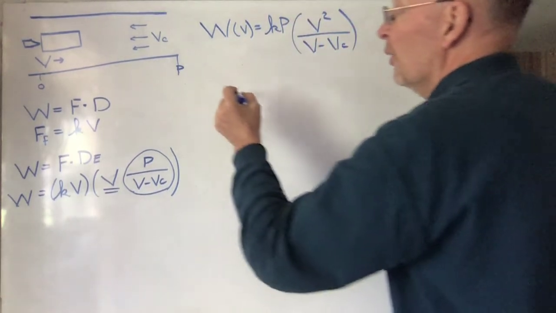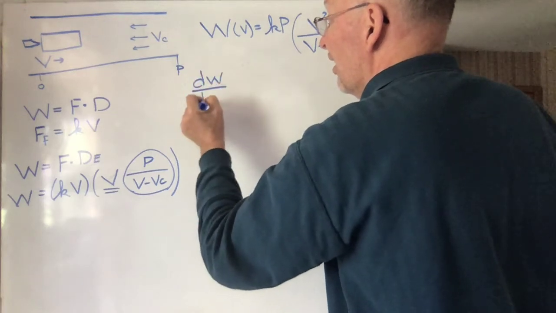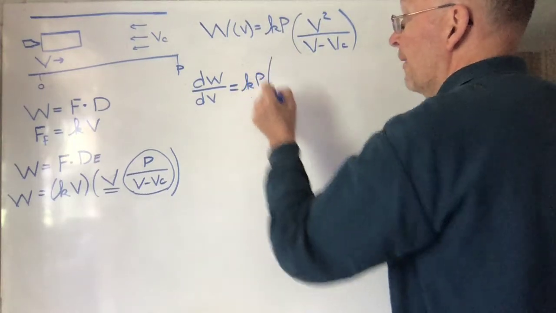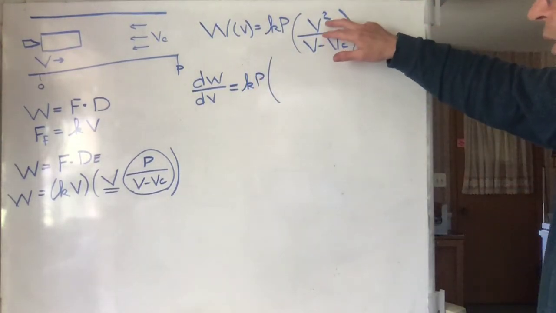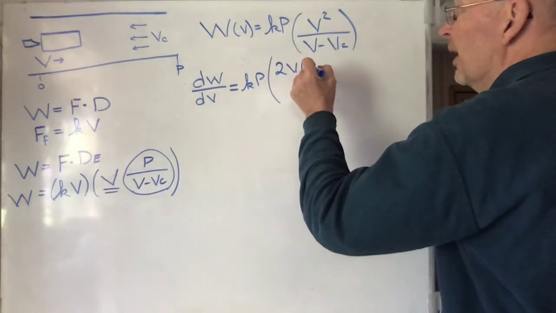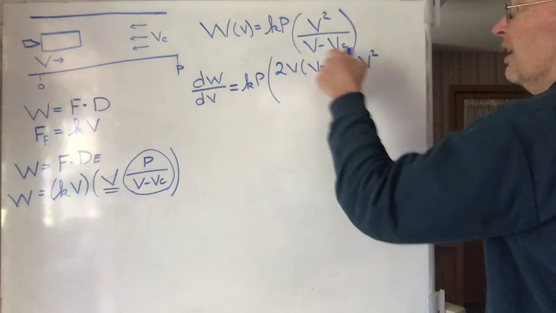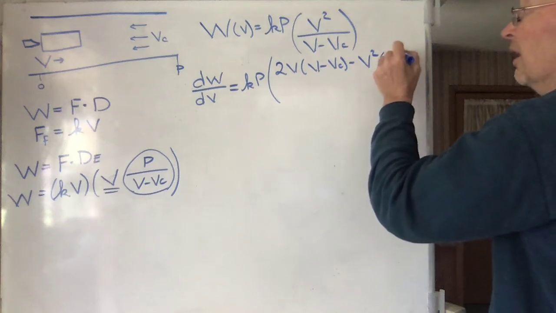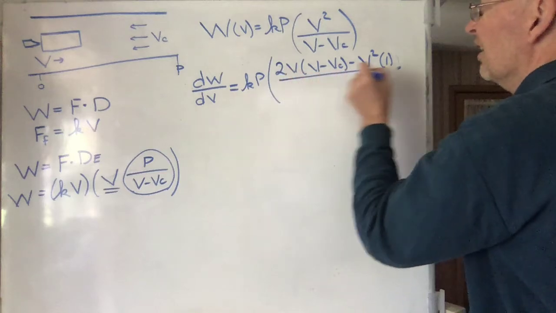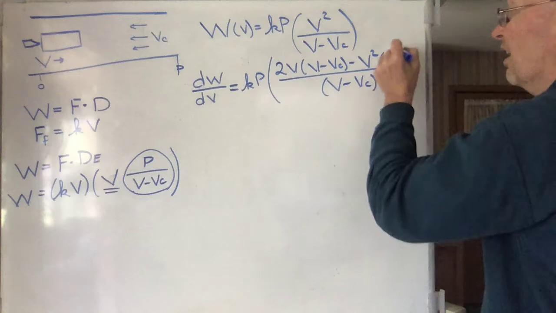And so let's go ahead and take the derivative. And we'll just keep the constant out front. Here we have to use the quotient rule. You take the derivative of the top times the bottom minus the top times the derivative of the bottom all over the bottom squared. There we go.